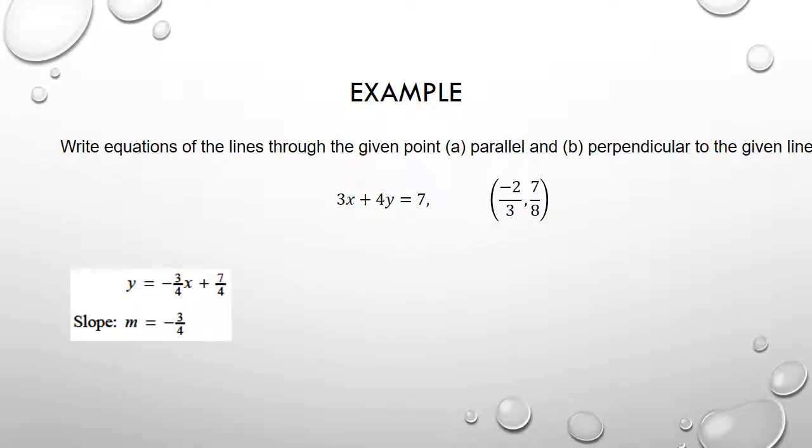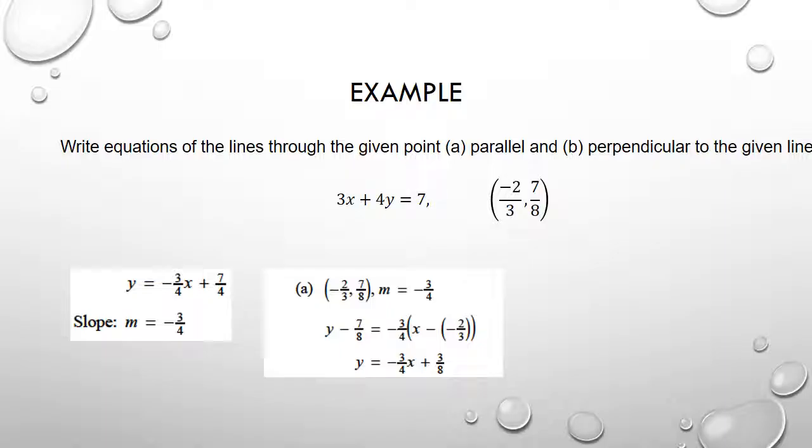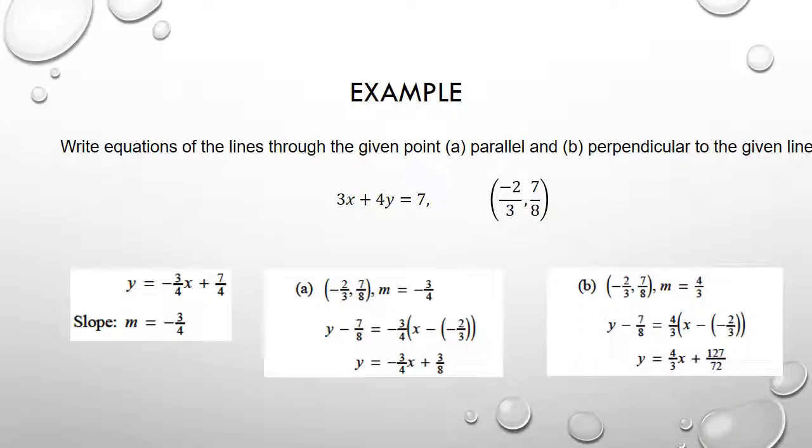Okay, here we have solved for y, got it in point-slope form, and we found that our slope is -3/4. Then what we're going to do is take that slope and use the point that's given to us and write a linear equation. And when we do, we get y equals -3/4 x plus 3/8. That is the line that is parallel to the given line. And then finally, we're going to find the perpendicular line. Our slope this time, instead of -3/4, we'll be using +4/3. And there you can see the final answer for the line that is perpendicular.